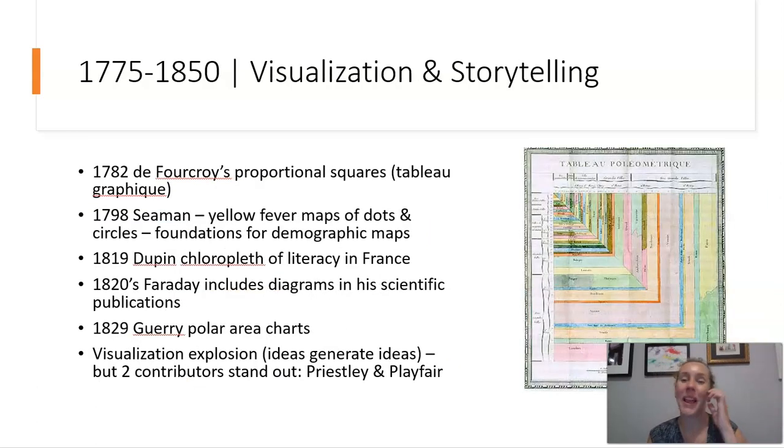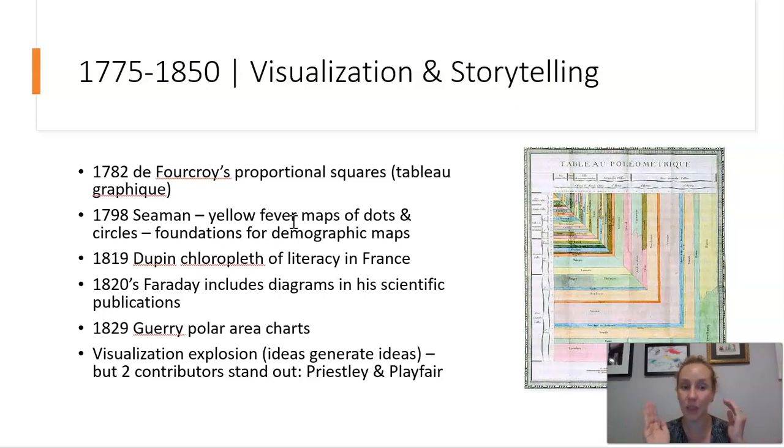Okay, so end of the 18th century, what we start to see is this visualization and storytelling, right? So we have all kinds of visualizations come up. We have proportional squares and its counterpart, layered squares. So this is the use of area to represent different volumes, which you're going to be using a ton of when you make tree maps in Tableau. We had a fever map of dots and circles, which is really the basis of demographic maps. There's choropleths, which are light versus dark of literacy.